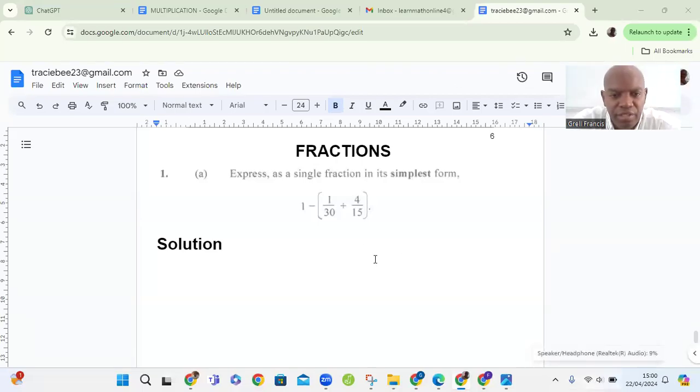This recording is with regards to fractions. So here we have 1 subtract, and in a bracket you have 1/30 plus 4/15. And the question says express as a single fraction in its simplest form. So we know through the rule of PEMDAS, we must do what's in the bracket first.